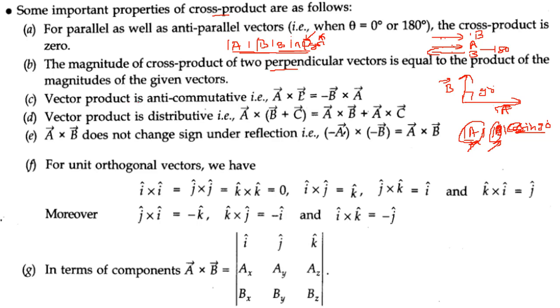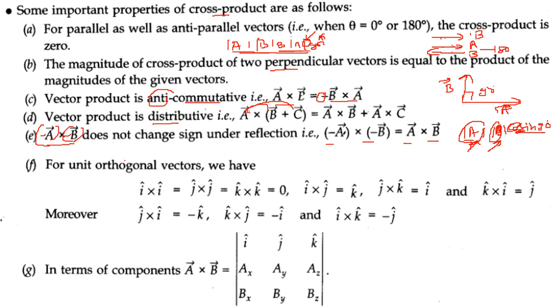Vector product is anti-commutative, meaning A cross B is not equal to B cross A, but it is equal to minus of B cross A. That is why it is not commutative but anti-commutative, because we have a minus sign. Vector product is distributive. So A cross (B plus C) means A cross B plus A cross C. If you take reflection, A to minus A and B to minus B, then the cross product is not going to change sign. This will again be equal to A cross B only.